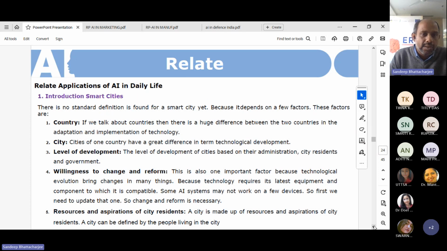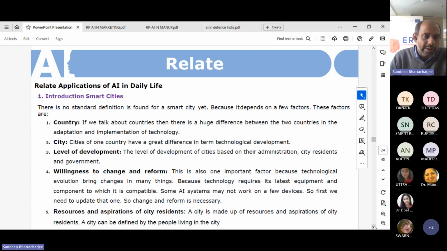So some of the applications of AI in daily life, of course, smart cities, as I mentioned. But at present there is no formal or standard definition of smart cities because it depends on a few factors. Let's see what these factors are. Country. If you talk about countries, there's a huge difference between two countries in adaptation and implementation of technology. So maybe one country has done too much, another country has just started. Maybe one country is in the fourth phase of development, another country is in the first or second phase of development.